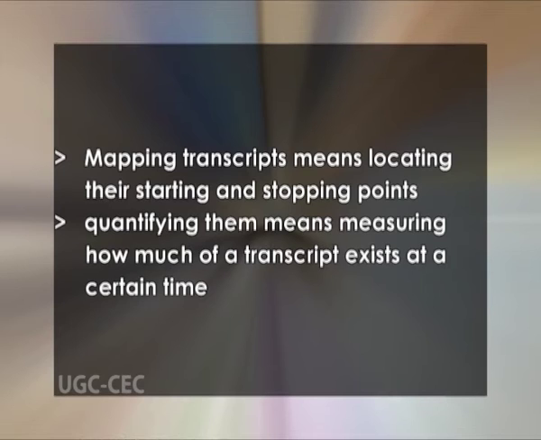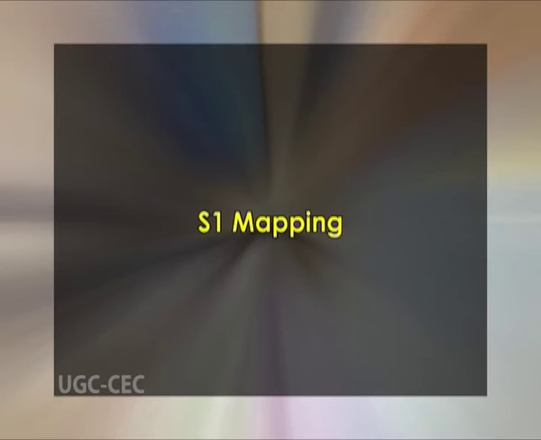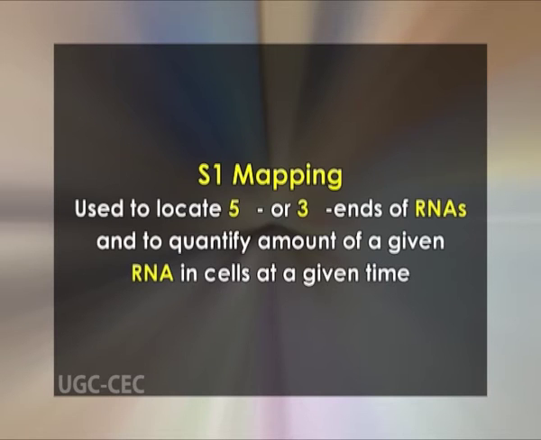Let me begin with techniques that are used for mapping and quantifying transcripts. Mapping transcripts means locating their starting and stopping points, and quantifying them means measuring how much of a transcript exists at a certain time. Molecular biologists use a variety of techniques to map and quantify transcripts. Here, we will discuss S1 mapping. S1 mapping is used to locate the 5' or 3' ends of RNAs and to quantify the amount of a given RNA in cells at a given time.